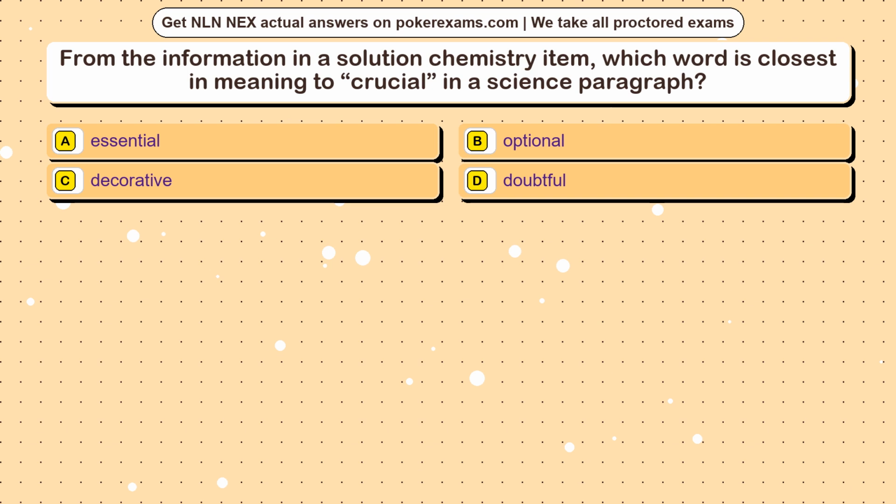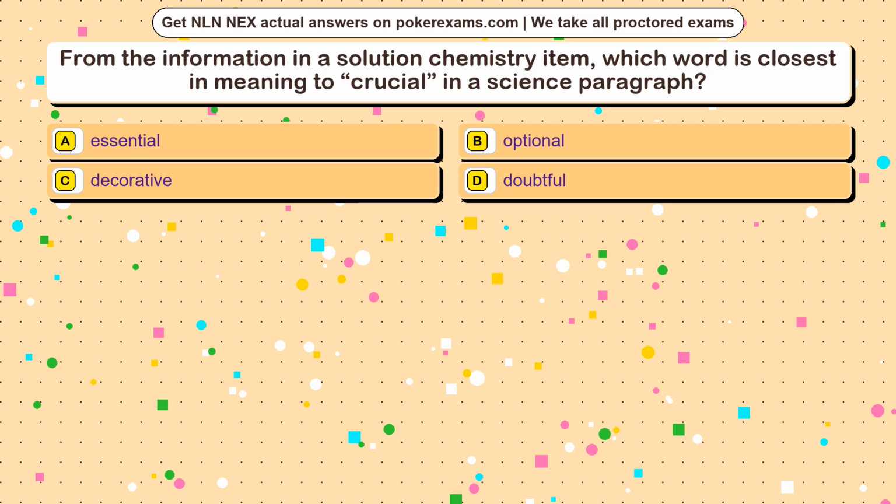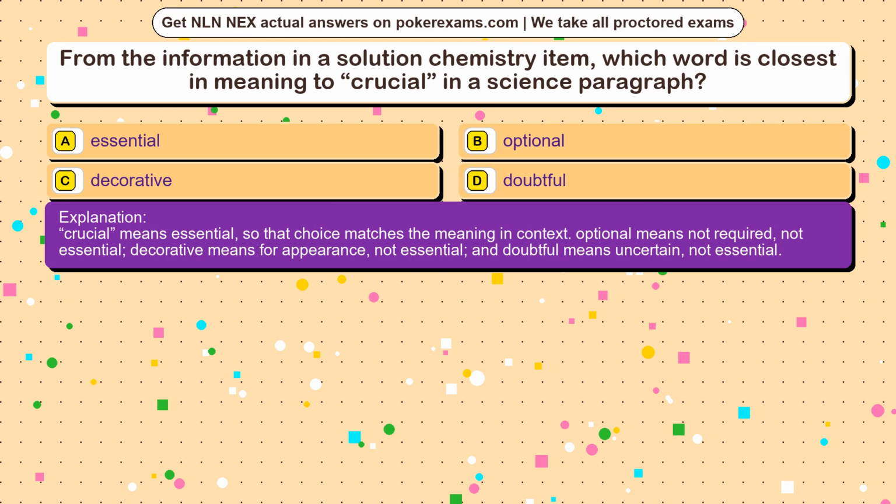Question 22. From the information in a solution chemistry item, which word is closest in meaning to crucial in a science paragraph? Option A, essential. Option B, optional. Option C, decorative. Option D, doubtful. The correct answer is option. Crucial means essential, so that choice matches the meaning in context. Optional means not required, not essential. Decorative means for appearance, not essential, and doubtful means uncertain, not essential.